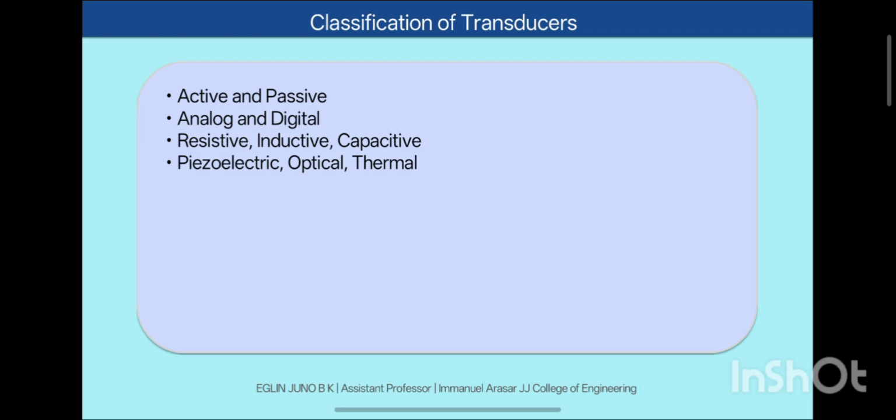A piezoelectric transducer generates electricity when pressure is applied. In the opposite case, a passive transducer requires an external power source. It does not generate electricity by itself. Instead, the physical quantity changes its resistance, capacitance or inductance.